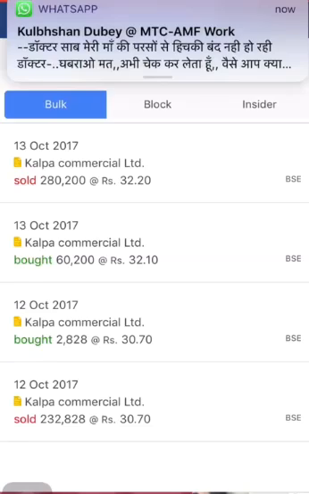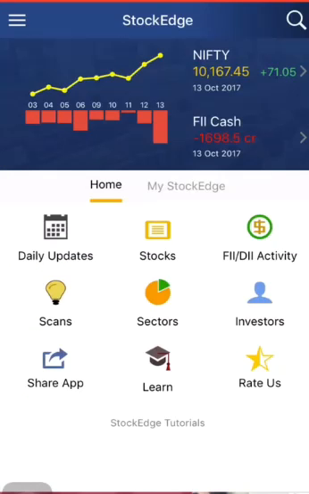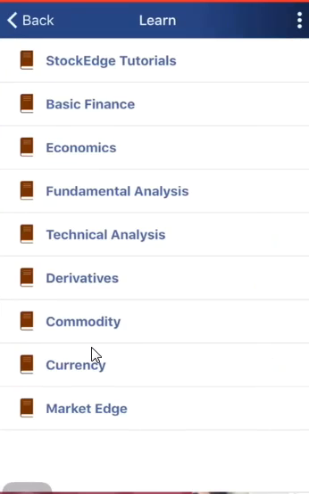And finally, we have the learning section in the app, where you can learn from the different types of tutorials that these guys have. So you have the Stockedge tutorials, you have basic finance, economics, fundamental analysis, technical analysis, derivatives, commodity, currency, market edge. So it's a very wonderful app.